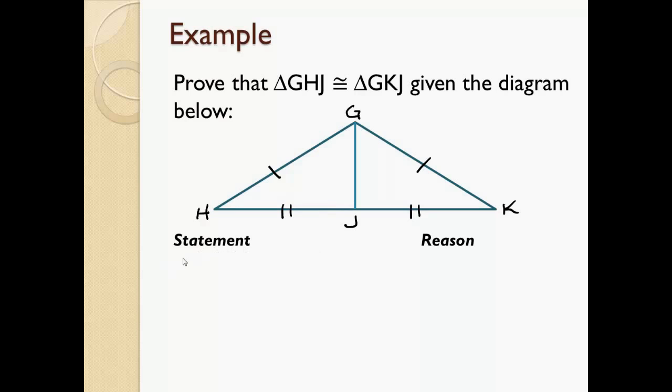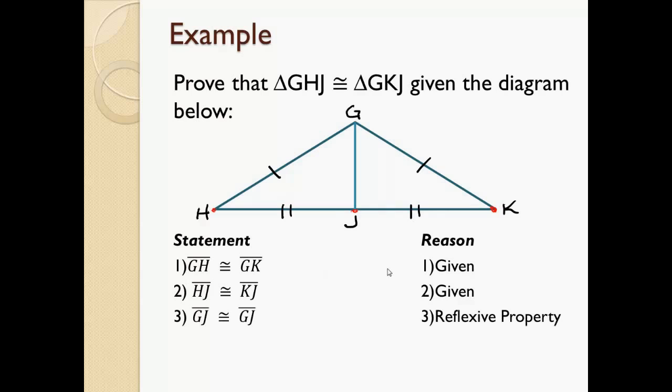So our proof would look like this. We've got our statement and reason. 1, GH is congruent to GK. That's a given. Segment HJ is congruent to segment KJ. Now look how I ordered that. This here first and then J. And since this is the congruent part, we have to list that first. And again, J is the second part, and that's a given.